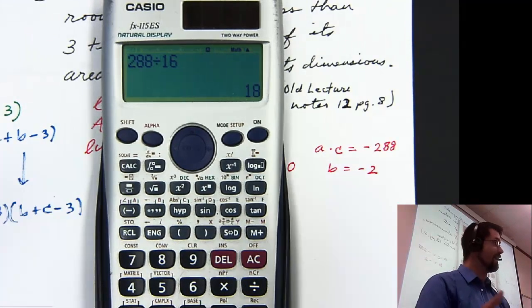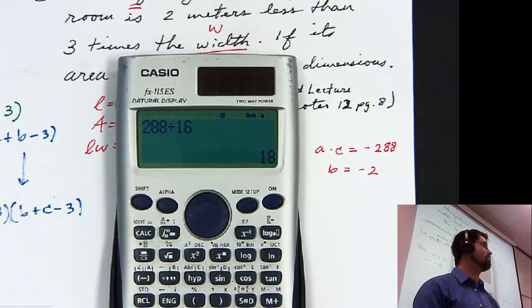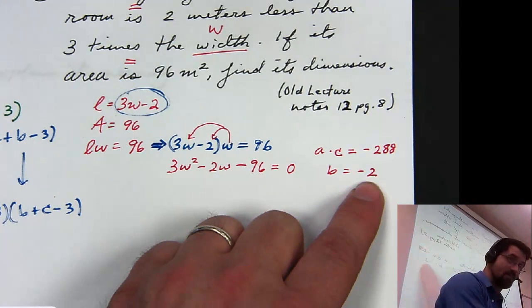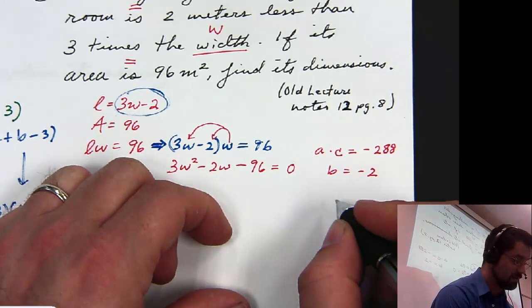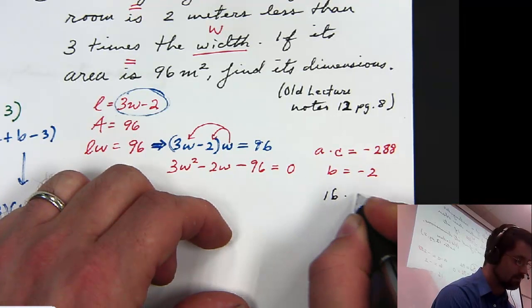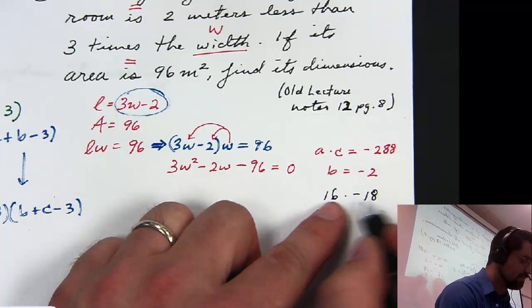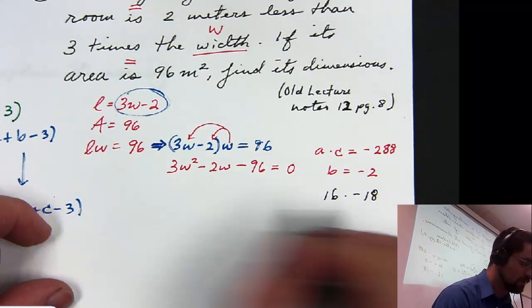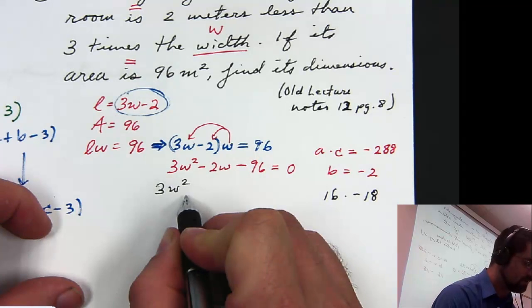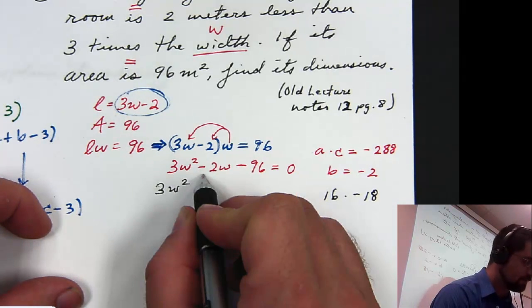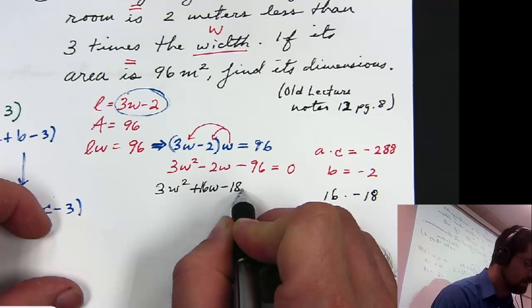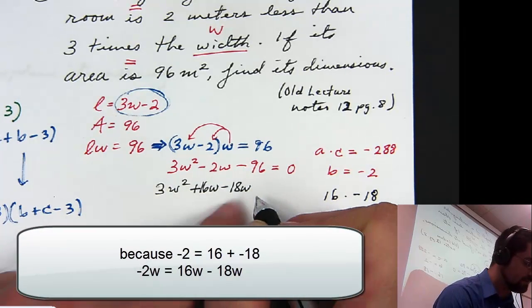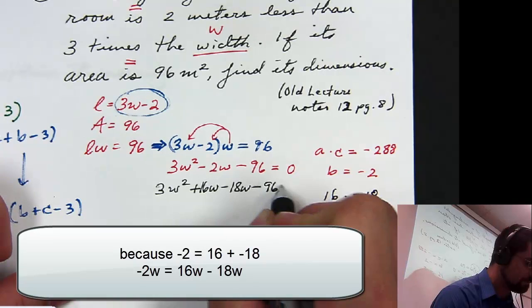288 divided by 16 is 18. Awesome! You see the strategy led us right to the correct result. We're looking for two factors of negative 288 that have a sum of negative 2, and they are positive 16 and negative 18, or negative 16 and positive 18. Because we want the result to come out negative, and we want the sum to come out negative 2, so the bigger number has to be negative. Once you figure that out, the rest is just grouping, right? Rewriting the middle term as positive 16w minus 18w, and it doesn't matter if you put the 18 first or the 16, it'll still come out the same.